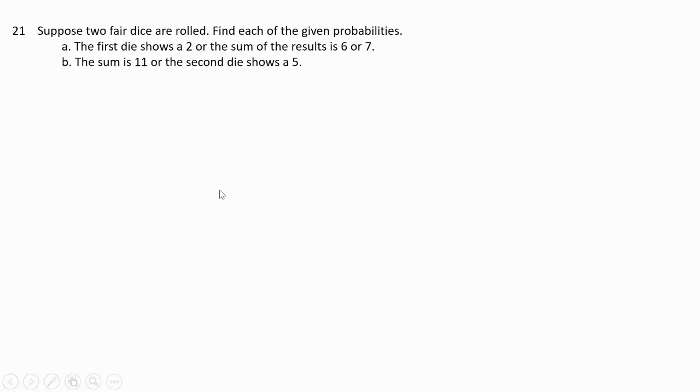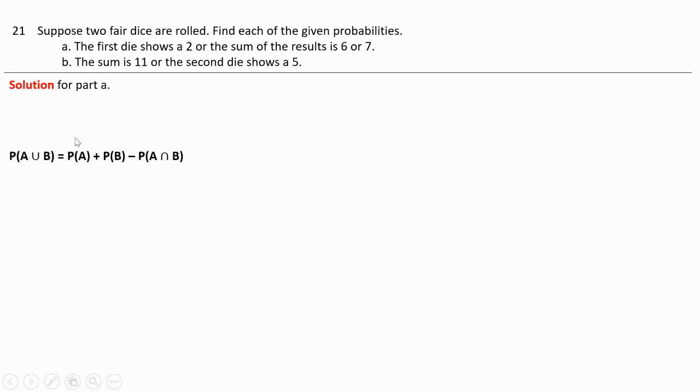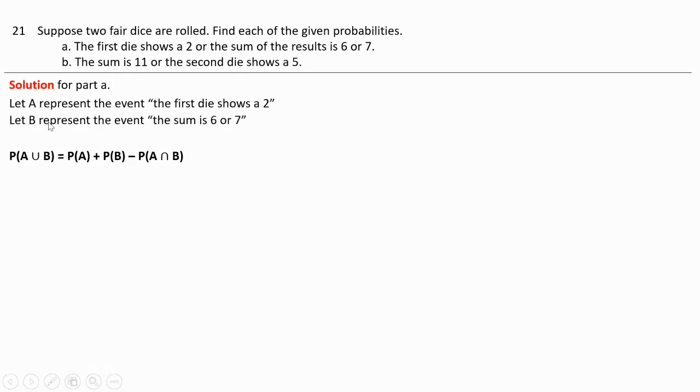Now let's do 21. Suppose 2 fair dice are rolled. Find each of the given probabilities. The first die shows a 2, or the sum of the result is 6 or 7. So here the key word is going to be or. So we're going to use the probability of A union B, or A or B, equals the probability of A plus the probability of B minus the probability of A intersect B. We're going to let the first event, the first die shows a 2, be A. Then let B be the event that the sum is 6 or 7.